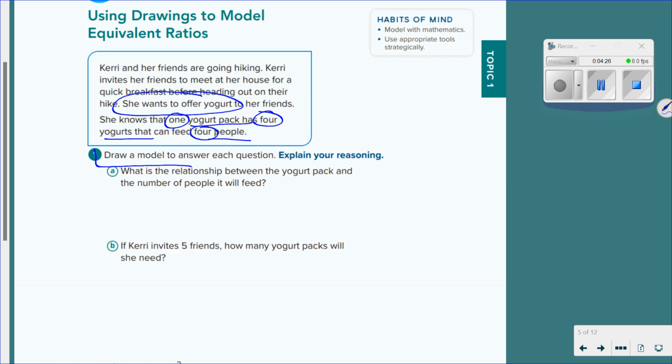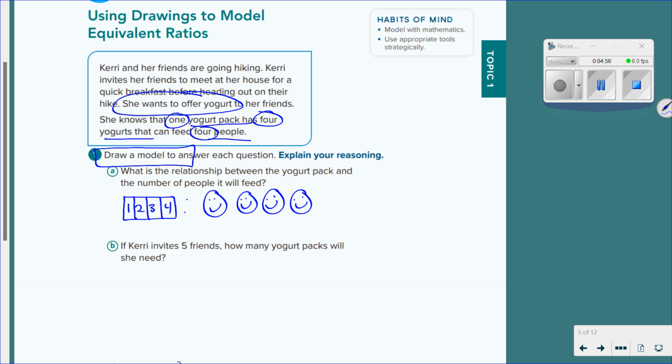So notice it says draw a model. So what do we know from our problem? We know that one yogurt pack, that's one pack, yes, has 4 yogurts, yes, and it can feed 4 people. Does my model represent what they told me in the problem? Yes. Make sense?